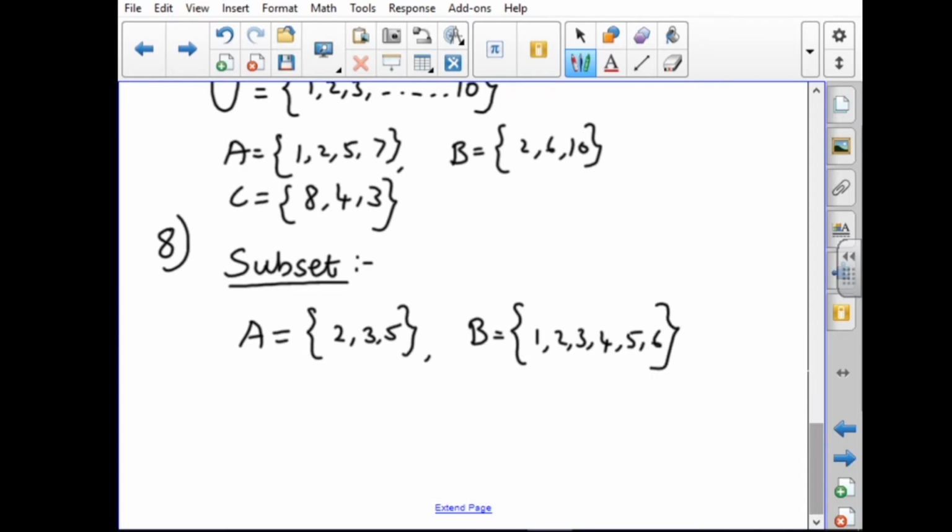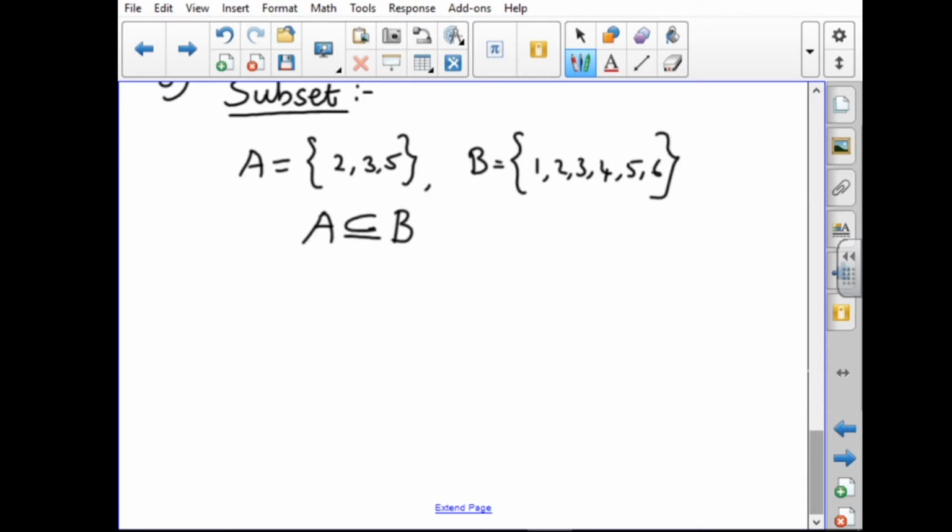See, check the A set. A set is a subset of B. You can denote it by the subset symbol. A is a subset of B. That means all the elements of A occur in the set B. We have A is equal to {2, 3, 5} and B is equal to {1, 2, 3, 4, 5, 6}. All the elements of A already exist in the set B. So B is a superset and A is a subset. It is denoted by A is a subset of B.